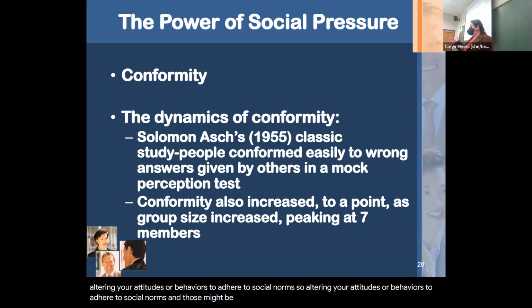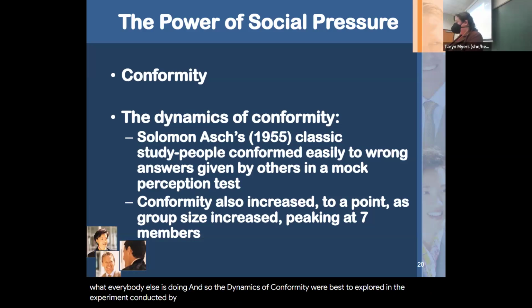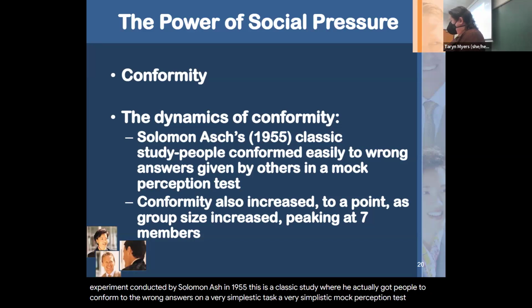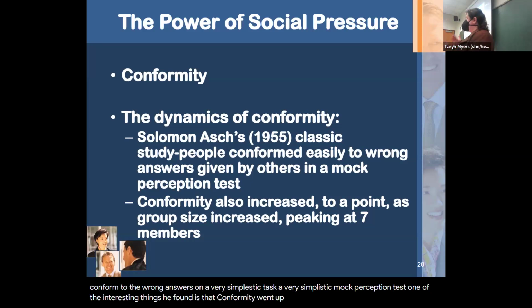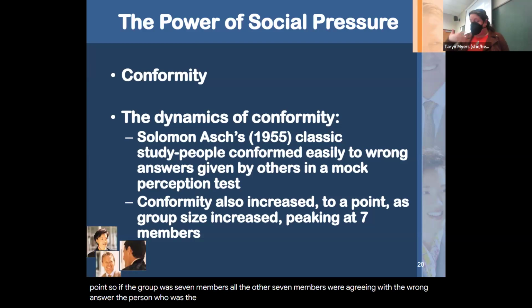Those norms might be explicit. People might just directly say, these are the social norms, this is what you're supposed to do. Or they might be implicit, implied. You just see what everybody else is doing. The dynamics of conformity were best explored in the experiment conducted by Solomon Asch in 1955. This is a classic study where he actually got people to conform to the wrong answers on a very simplistic mock perception task. One of the interesting things he found is that conformity went up the more people were in the room, only to a point. If the group was 7 members, all the other 7 members were agreeing with the wrong answer, the person who was the test subject was most likely to disagree.